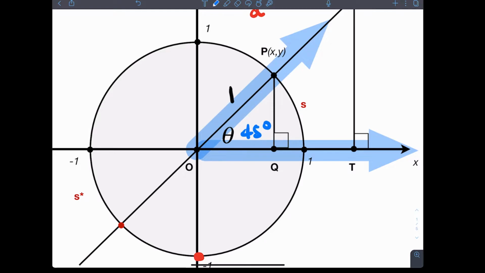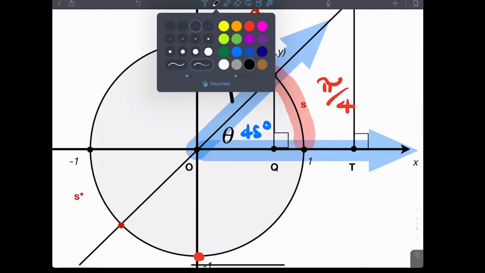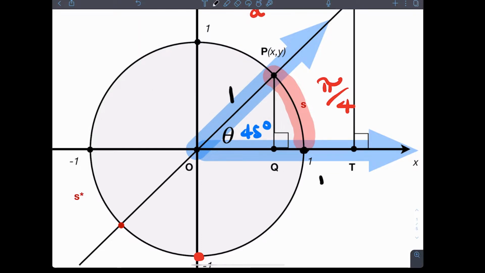What if the angle is 45 degrees? We know that we can convert, and this is what? What's the arc length with 45 degrees? 5/4. Remember we converted that yesterday? Okay, so here's my initial point. Here's my terminal point.